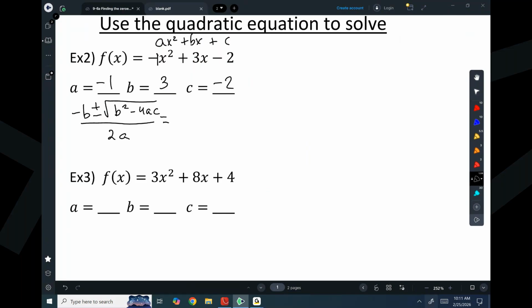All right? Okay, what is b? B is 3, so we're taking the negative of b. What's the negative of b? So that's -3 plus or minus. Remember we talked about the plus or minus the other day, right? Plus minus means two answers, right? All right, the square root.